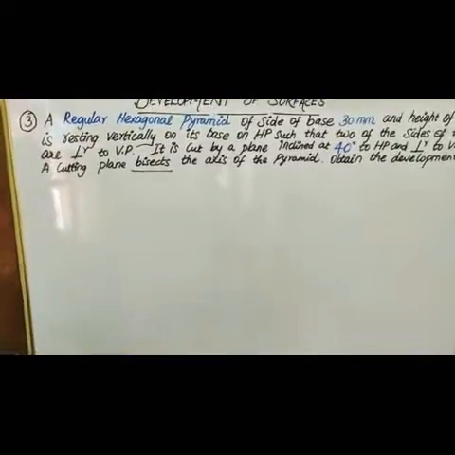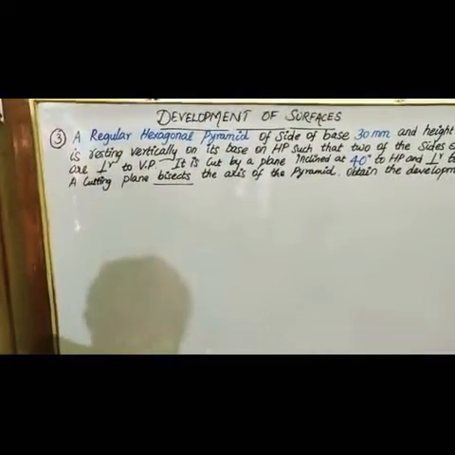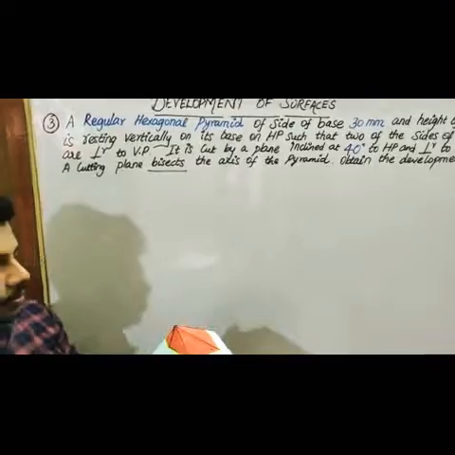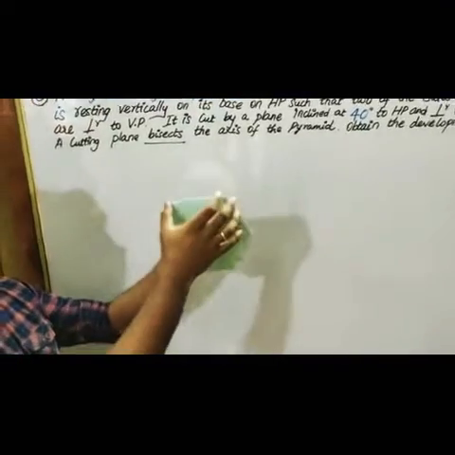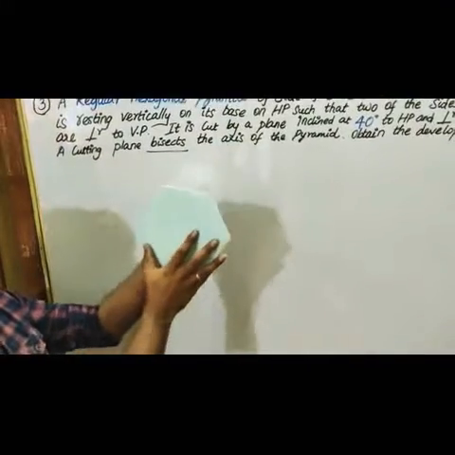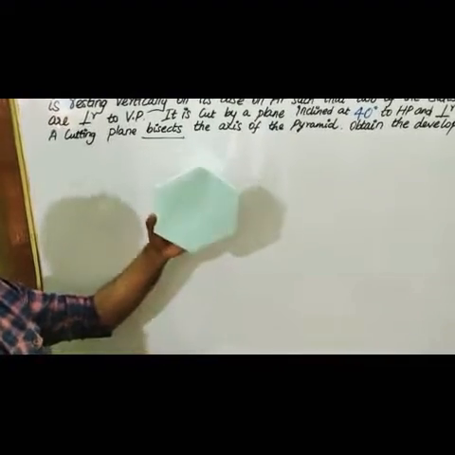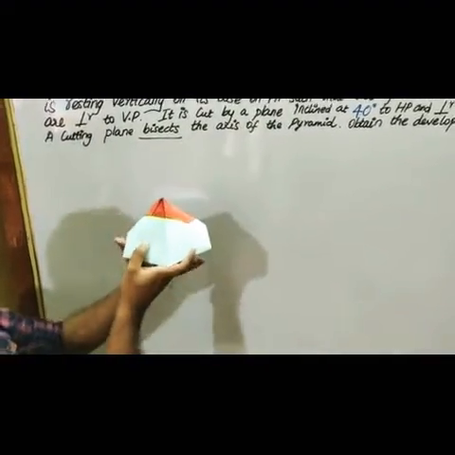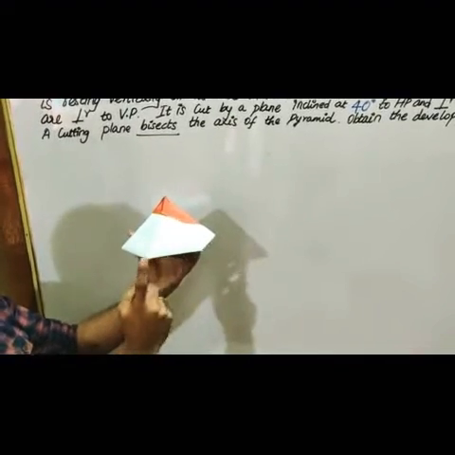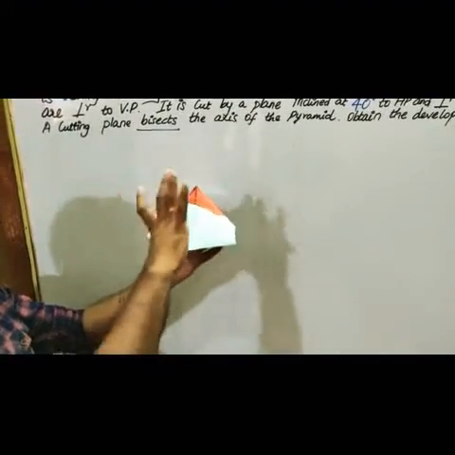So I will explain the problem now. So what is given? A hexagonal pyramid. So this is your hexagonal pyramid. The bottom face, you can see there are six corners here. So these are 6 corners. This hexagonal pyramid has a side of base of 30 mm. So each side is 30 and the total height is 60.